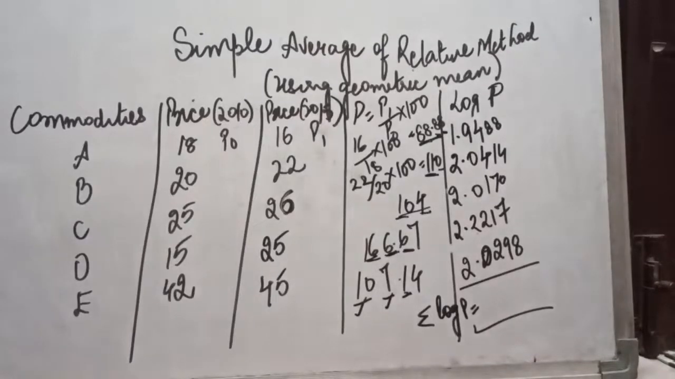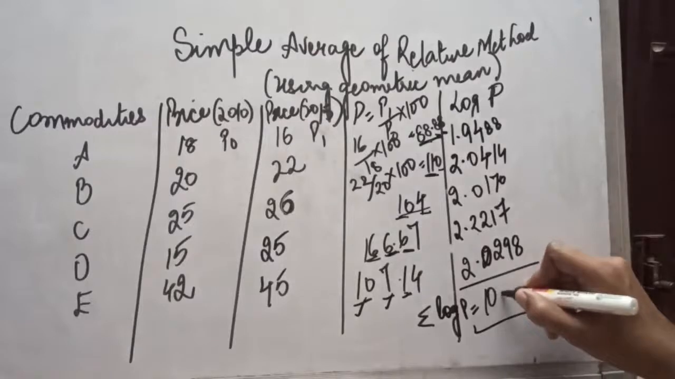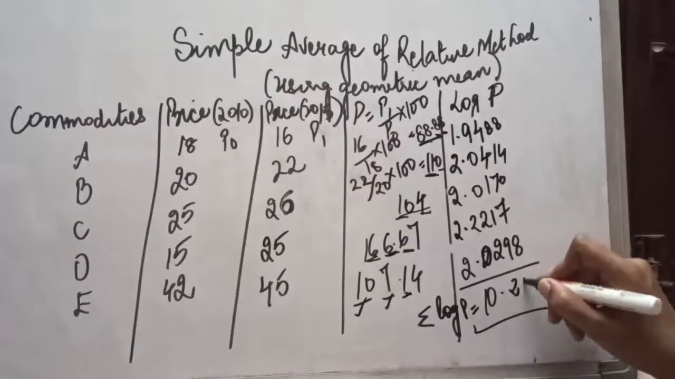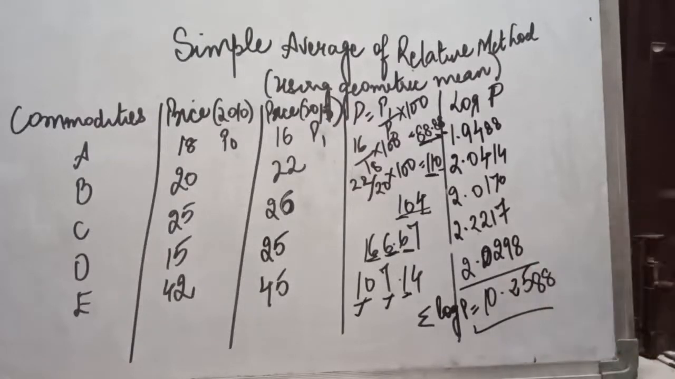So when we add all these, it comes out to be 10.2588. So this is our sigma log p. Now our formula for geometric mean, as we have seen in the previous video, the formula was NT log sigma log p divided by n. So now I will be putting this value in the formula.